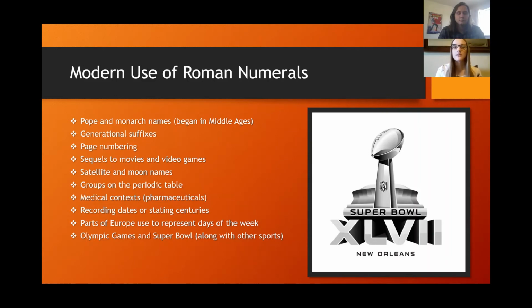But some other places we would see it would be in sequels to movies and video games. Within the context of astronomy, satellites and moon names are typically named using Roman numerals. Within chemistry, the groups of the periodic table are represented by Roman numerals. In the medical context, pharmaceuticals, prescriptions may be identified by Roman numerals. And one thing I found kind of interesting was that if the final numeral is an I, they would change it to a J to avoid tampering with the prescription.